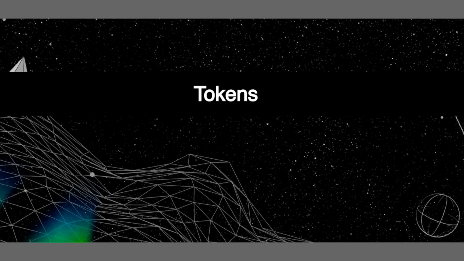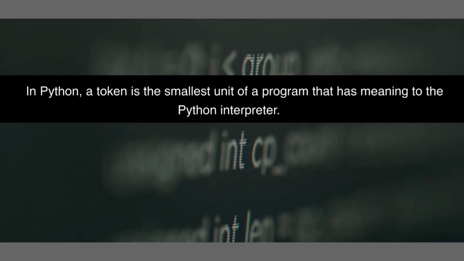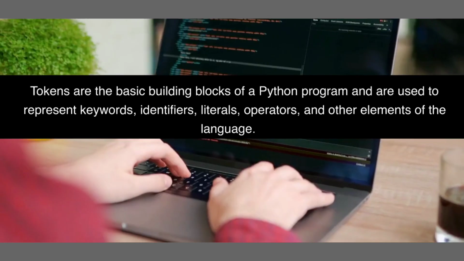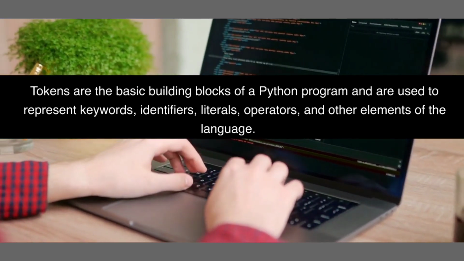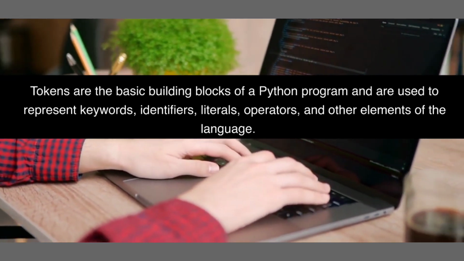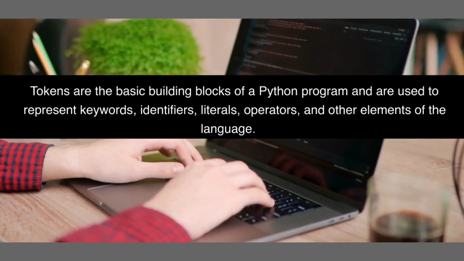Hello everyone. Today I will discuss tokens. In Python, a token is the smallest unit of a program that has meaning to the Python interpreter. Or you can say that tokens are the basic building blocks of a Python program and are used to represent keywords, identifiers, literals, operators and other elements of the language.